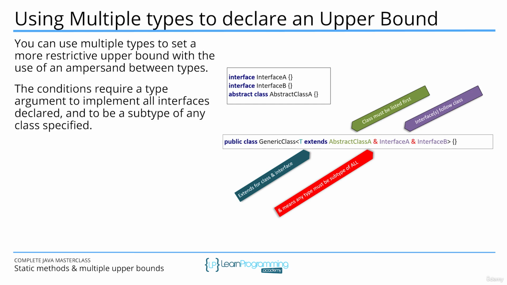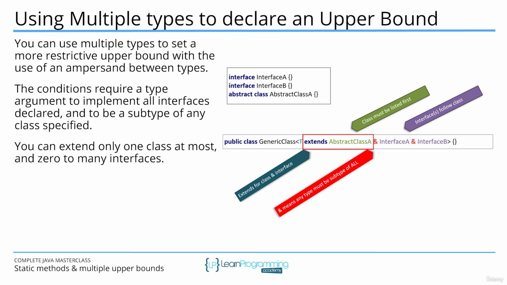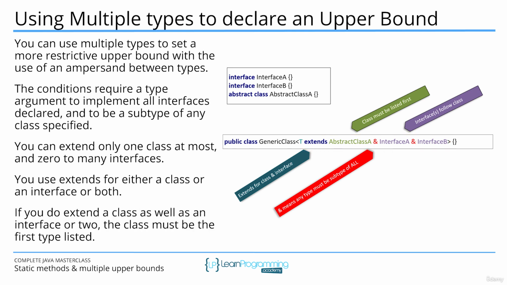The conditions require a type argument to implement all interfaces declared and to be a subtype of any class specified. You can extend only one class at most and zero to many interfaces. You use extends for either a class or an interface or both. If you do extend a class as well as an interface or two, the class must be the first type listed.